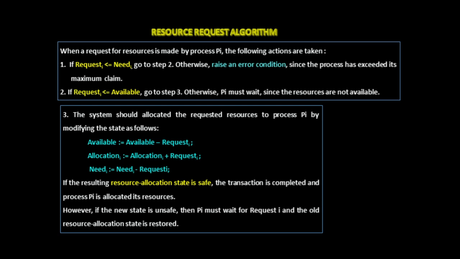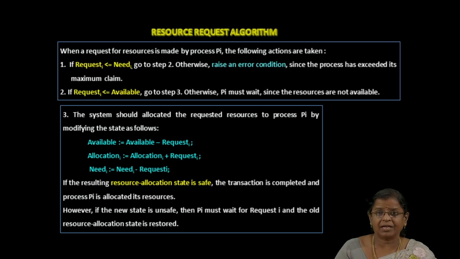Then the need vector for the process i is decreased by subtracting the requested resources from the need of that particular process i. Now we have to call the safety algorithm, which was discussed previously, to check whether this change leaves the system in a safe state or not. If the system is in a safe state, then we can allocate the requested resources to the process i. Otherwise, we have to restore the old data values. That is, the system becomes unsafe and deadlock may occur.